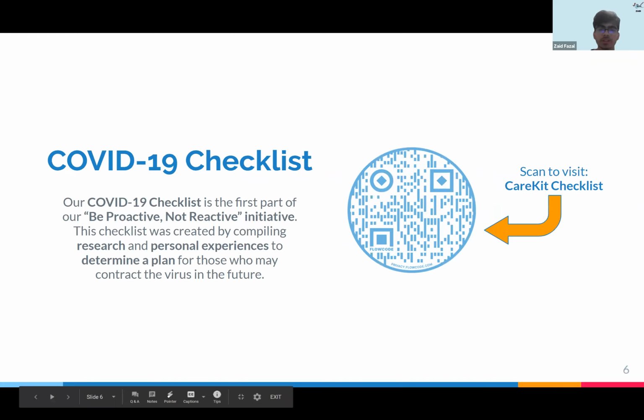The first major part of this campaign is the COVID-19 checklist, which is the product of research that we've compiled on our own and our own personal experiences. It will hopefully serve as a helpful resource for people to not only create their own personal preparation plan in case they contract the virus in the future, but also provide helpful advice for those who have already contracted the virus. This includes information on maintaining proper quarantine protocols, how to reduce infection within your community and at home, and other important areas of info that will help minimize the spread.